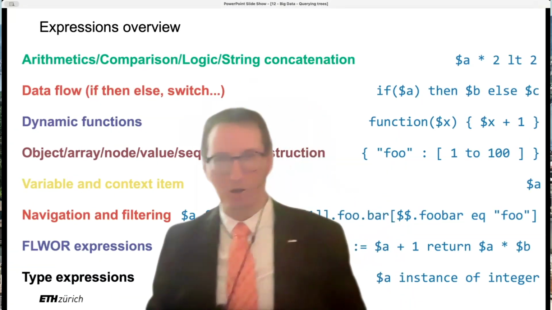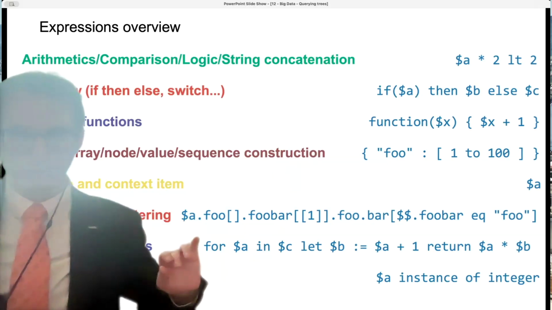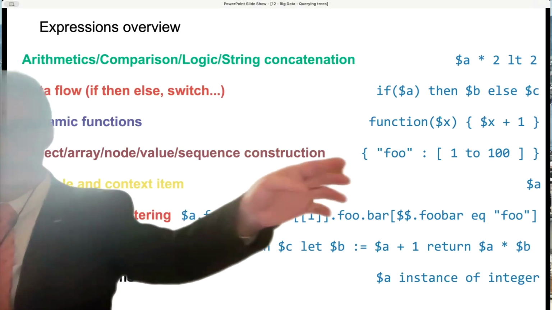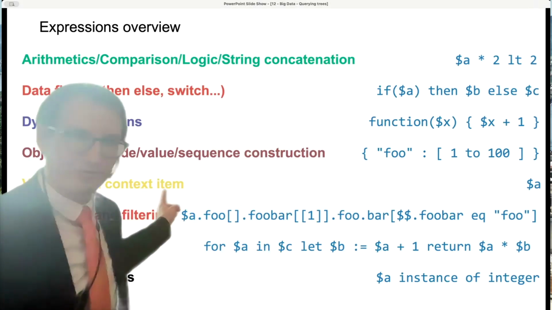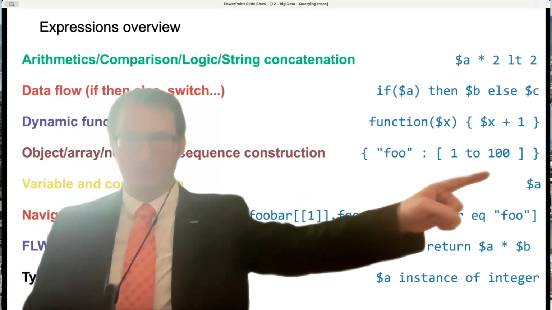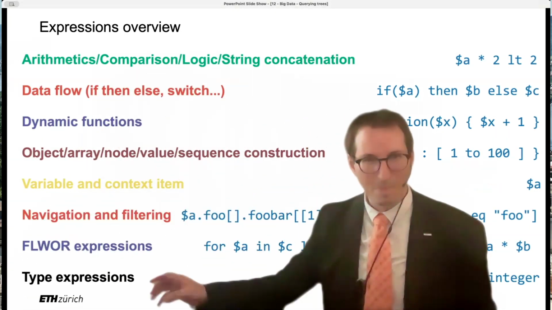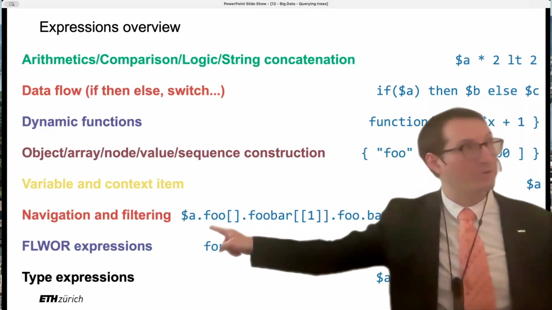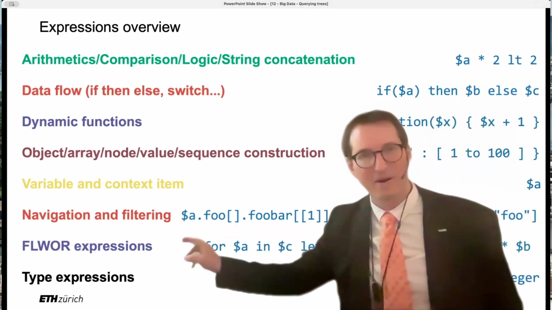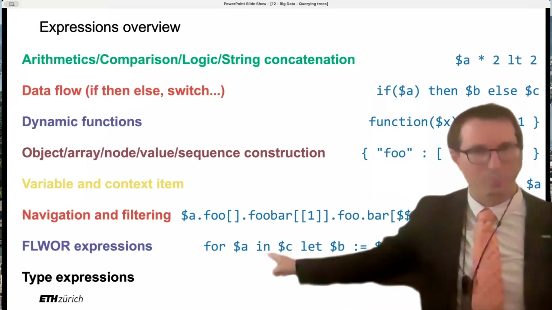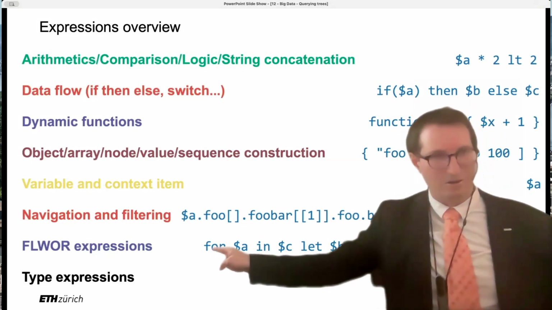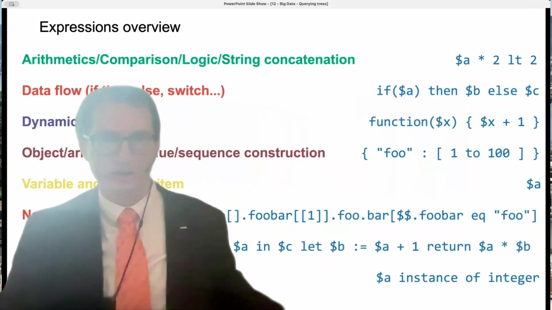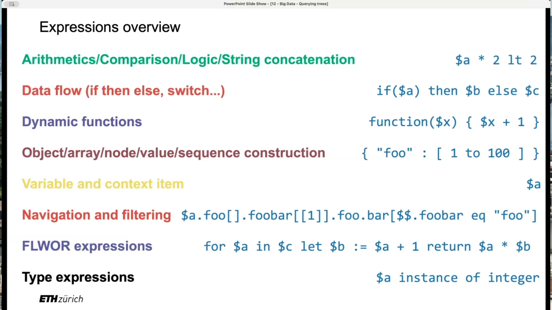Then you have the object array, nodes, values, and so on. I'm going to show them to you, but again, it's intuitive, right? It resembles JSON. We have the variables. They start with $, right? I'll explain why also. Navigation and filtering, I have a few slides about that. That's a super important feature of NoSQL languages. FLWOR expressions, also super important. It's like the select from where for these languages. And then type expressions like instance of, cast, castable, and so on, right?